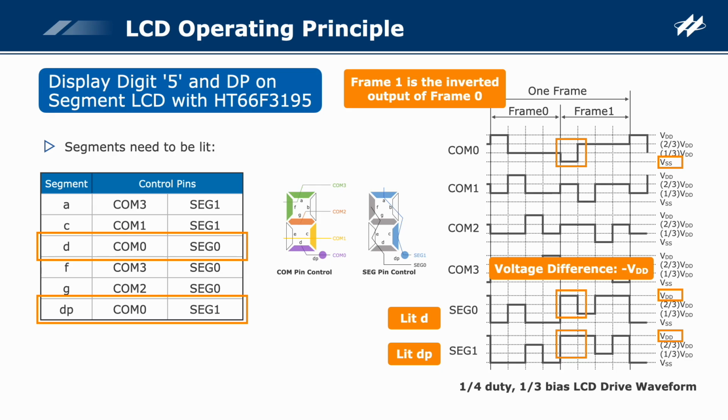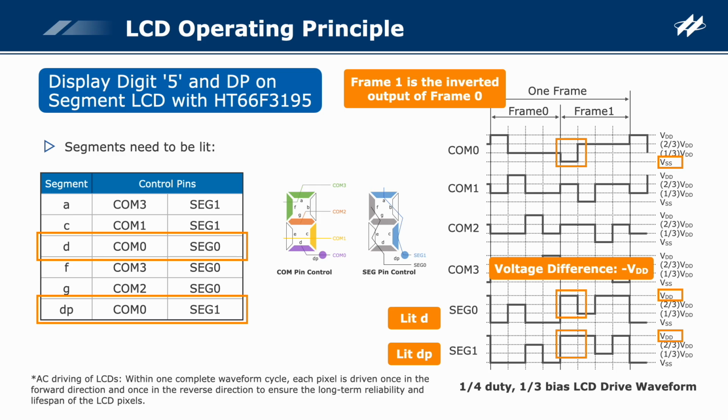The same logic applies to all other segments. This method constitutes the AC driving of LCDs. The key is that within one complete waveform cycle, each pixel is driven once in the forward direction and once in the reverse direction. This is crucial to ensure the long-term reliability and lifespan of the LCD pixels.